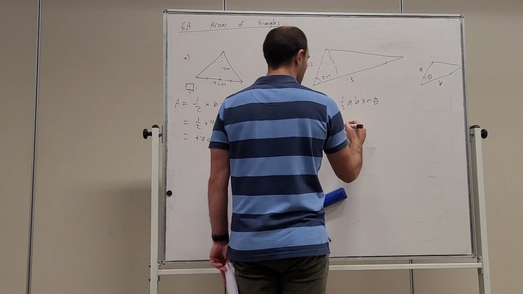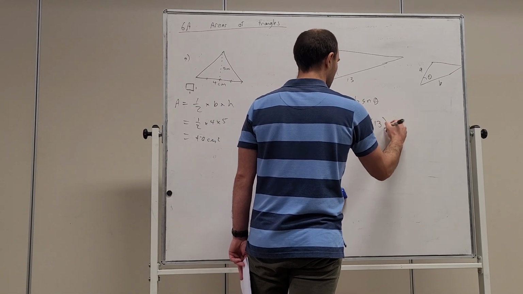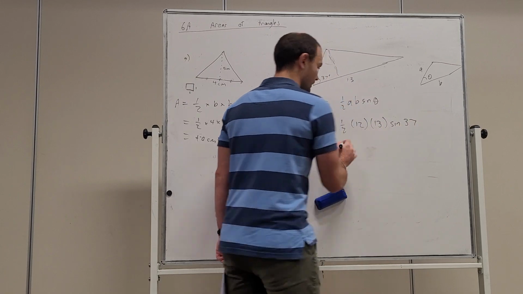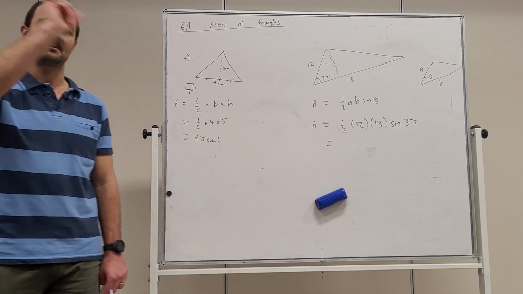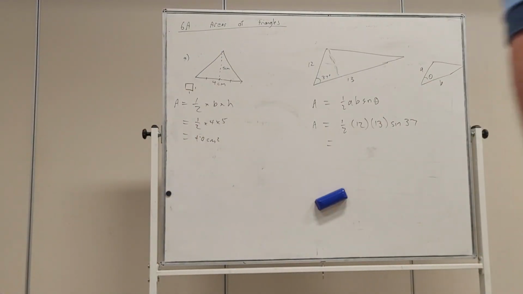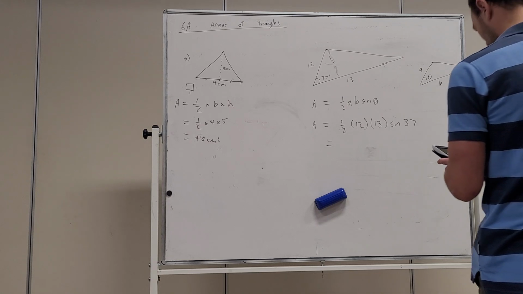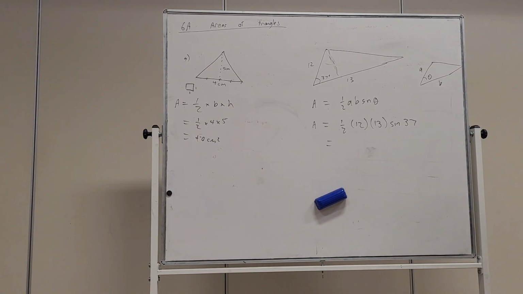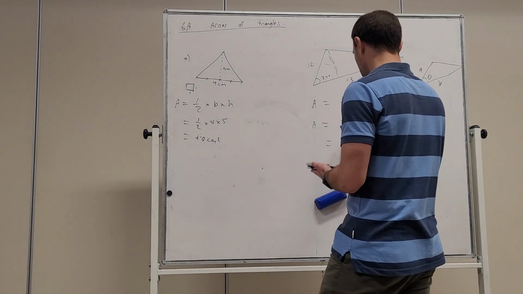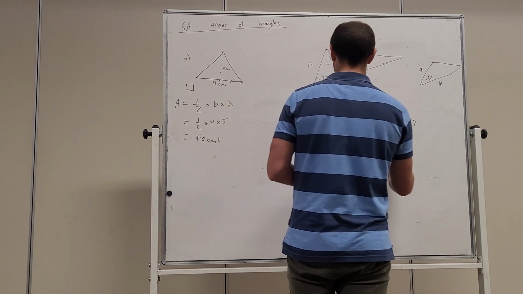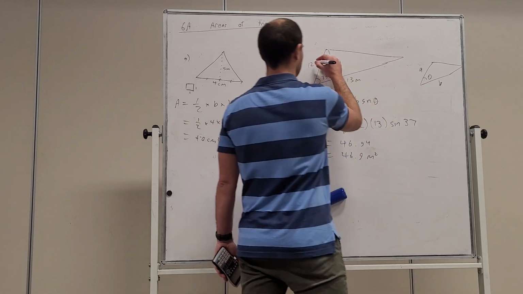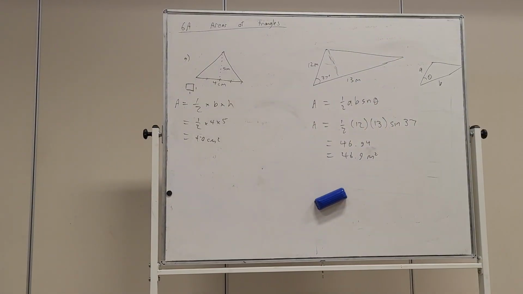So in this circumstance, half times 12 times 13 times sine of 37. Now you need to make sure we've got angle in degrees. Make sure your calculator's in degrees. Remember, we're competent at flipping between the two. All right, so we'll punch that in. So we've got 0.5 times 12 times 13 times sine 37. We've got 46.94. And then our unit was metres, I think. So our area is in metres squared.